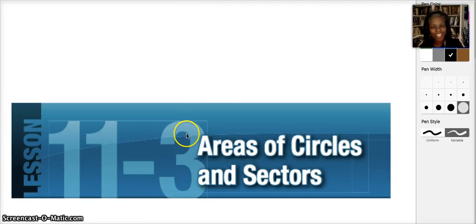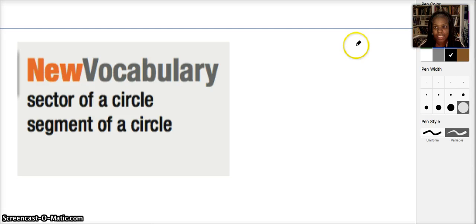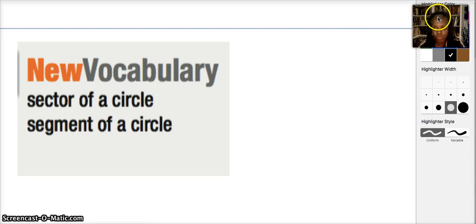Hello, geometry friends. Here we are in chapter 11. We're looking at section 11.3, and we're going to be talking about areas of circles and sectors. Our vocabulary consists of two phrases: the sector of a circle, and the segment of a circle.